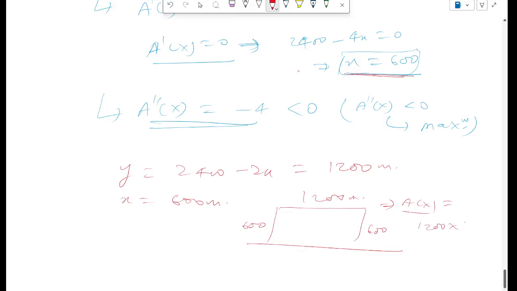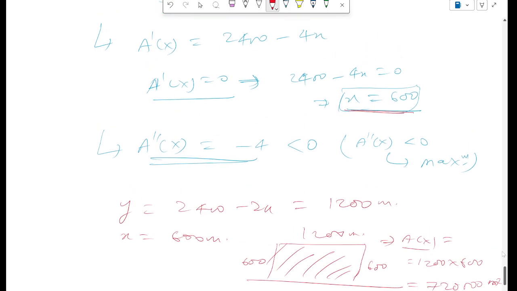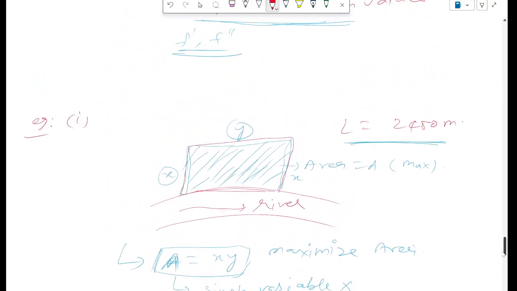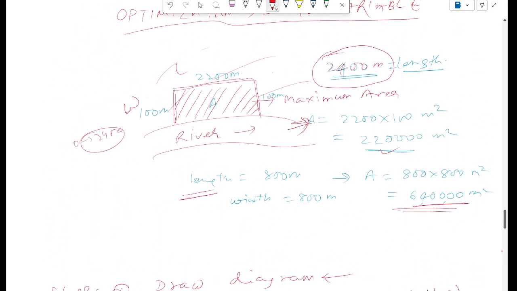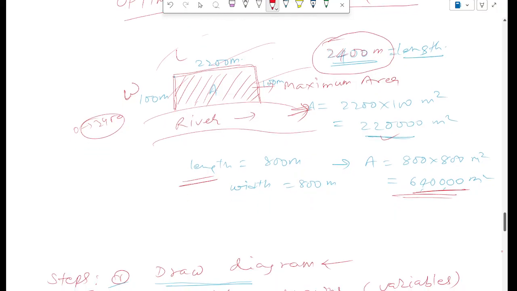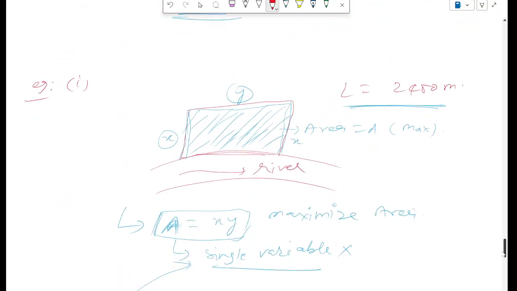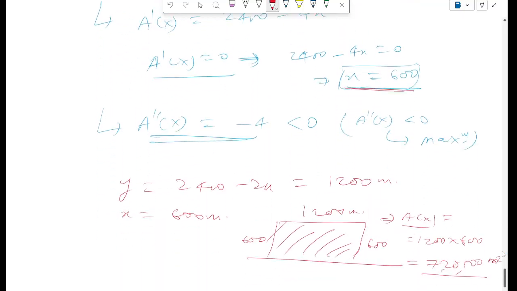1200 into 600, that is 720,000 meter square, which is the maximum. You cannot get more than this by assuming any value. This is the maximum area possible for this given constraint. By guessing, let's check where we had reached. We had reached 220,000, then 640,000, but here we have got 720,000. This is obviously the maximum value possible, right?